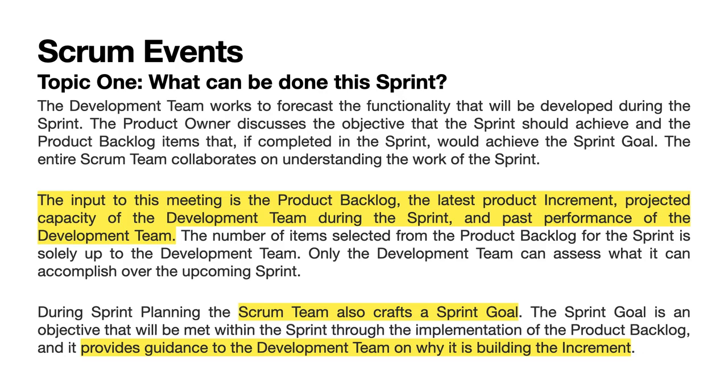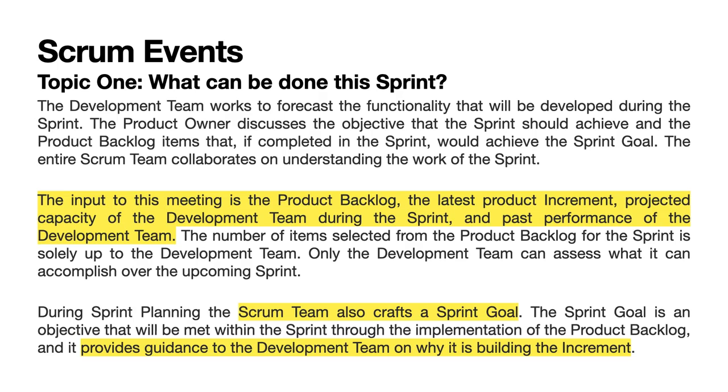The input to this meeting is the product backlog, the latest product increment, projected capacity of the development team during the sprint, and past performance of the development team. The number of items selected from the product backlog for the sprint is solely up to the development team. Only the development team can assess what it can accomplish over the upcoming sprint.